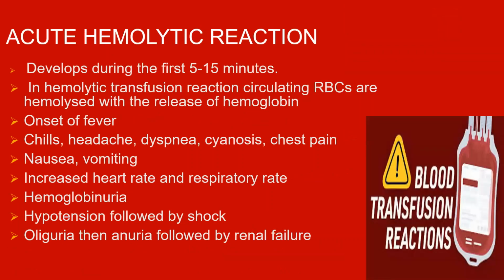Next is acute hemolytic reaction. Acute hemolytic reaction develops during the first 5 to 15 minutes. In these reactions, RBCs are hemolyzed with the release of hemoglobin, and it is characterized by fever, chills, dyspnea, chest pain, nausea, vomiting, also tachycardia, tachypnea, hemoglobinuria, and hypotension followed by shock, oliguria, then anuria followed by renal failure.